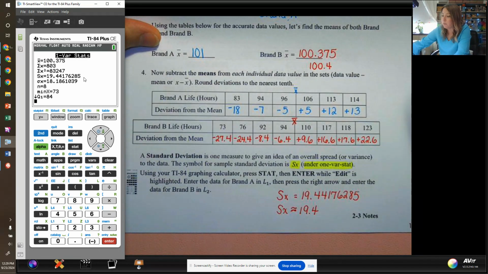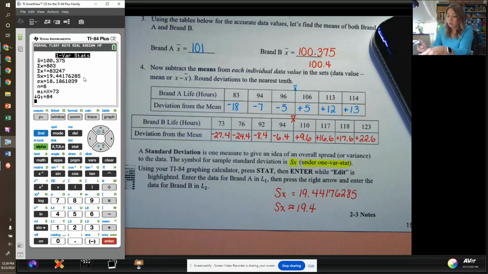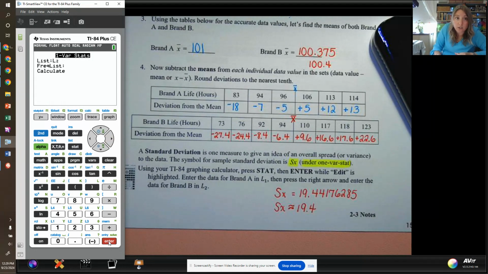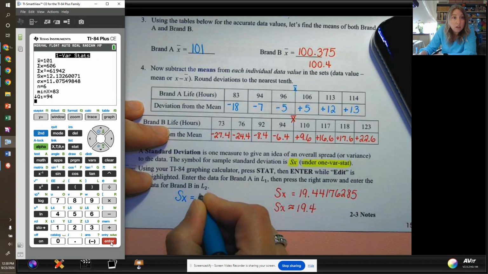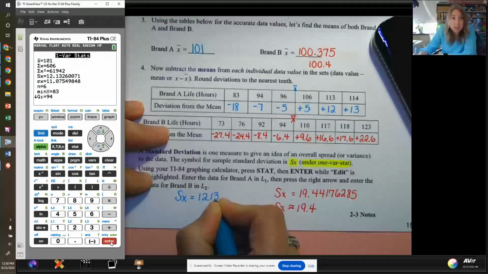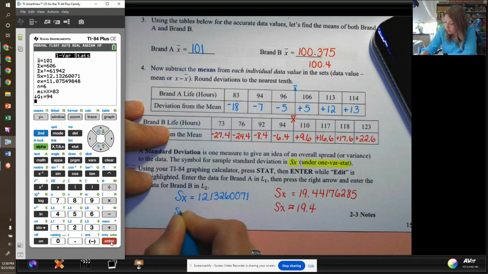Now let's do that same thing with brand A. So now I take stat, arrow right to calc, and 1-Var Stats on my graphing calculator, and I'm going to change my list to L1, back to L1. So second and 1 gets this to be L1. And now when I run this standard deviation, it's 12.13260071. And again, I'll have you round this standard deviation to approximately 12.1.